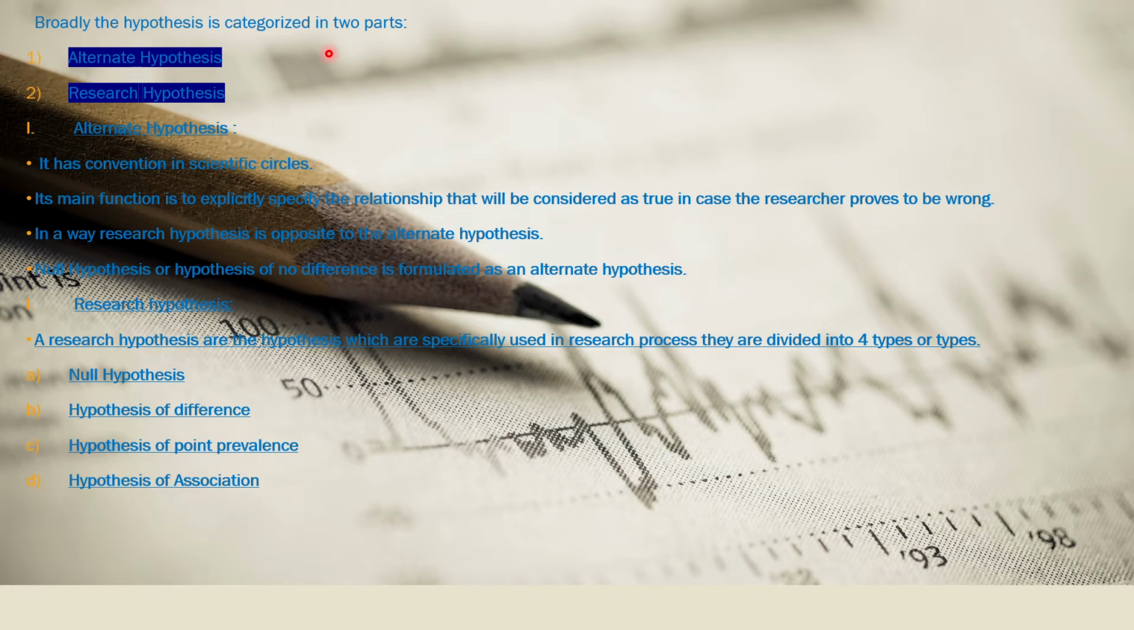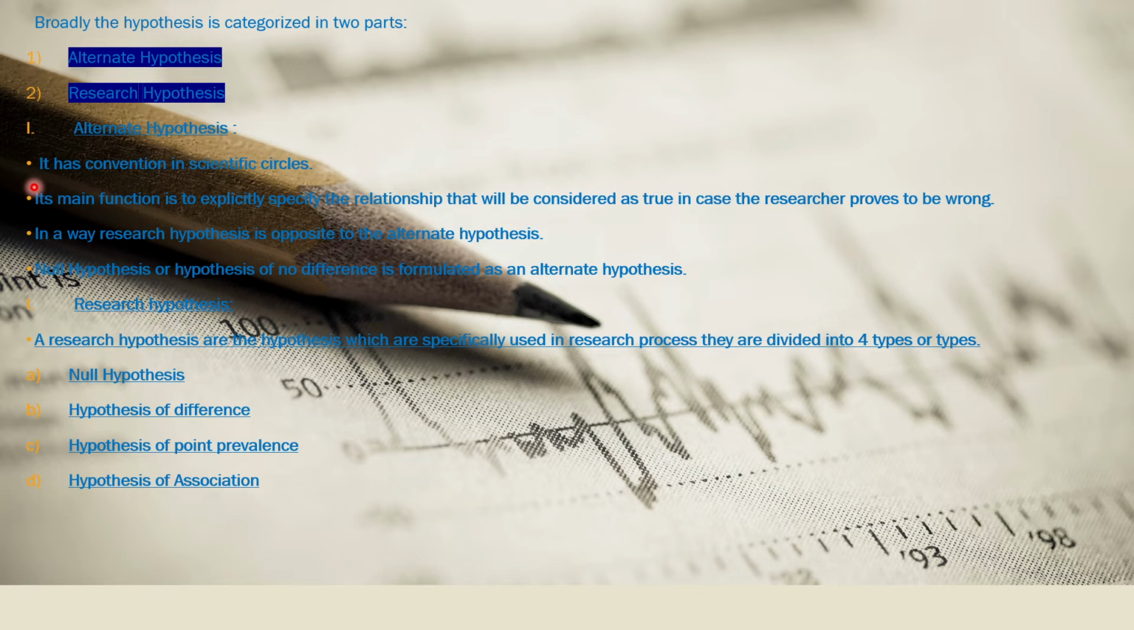Now, hypothesis is broadly categorized into two parts. The first one is alternate hypothesis and the second one is research hypothesis. अब सबसे पहले हम समझ लेते हैं what is alternate hypothesis. So alternate hypothesis is basically a convention in scientific circles.